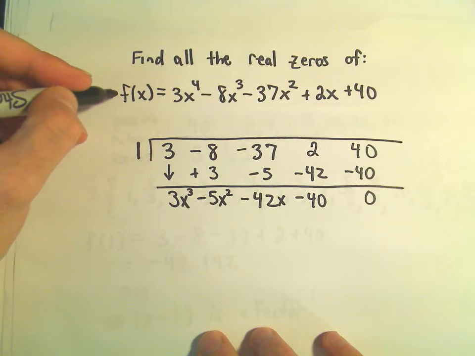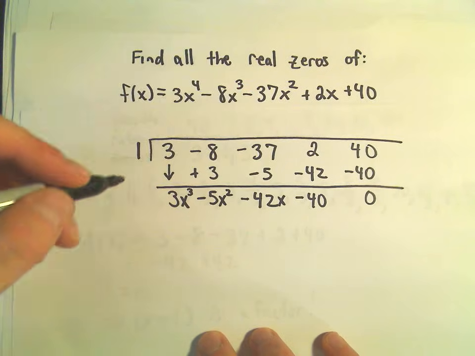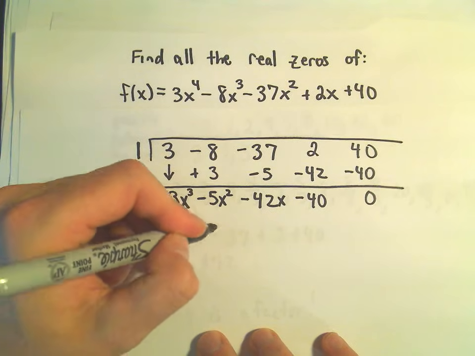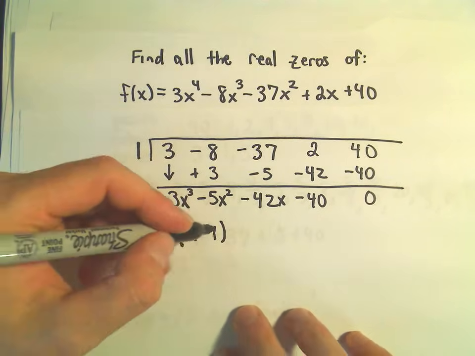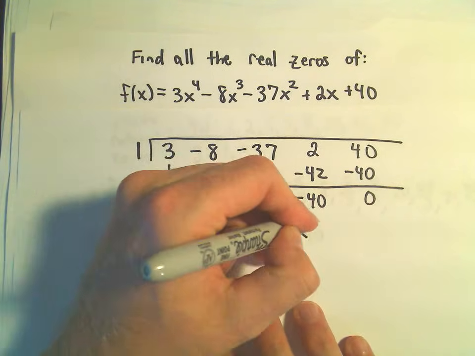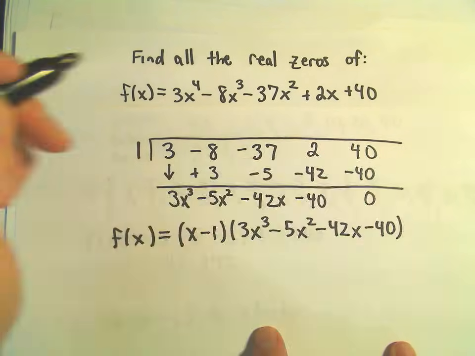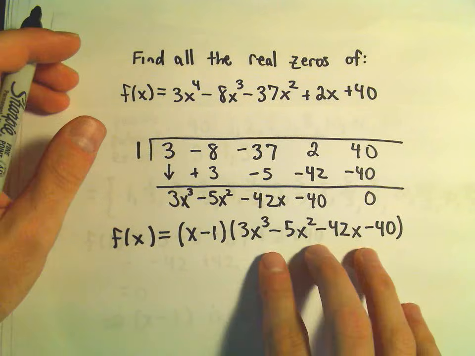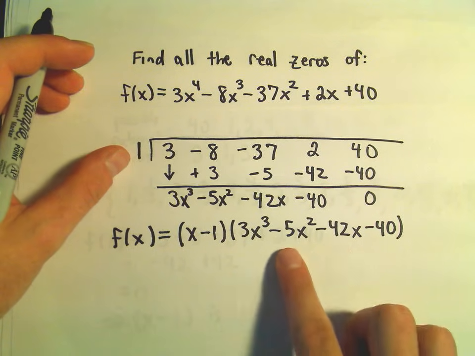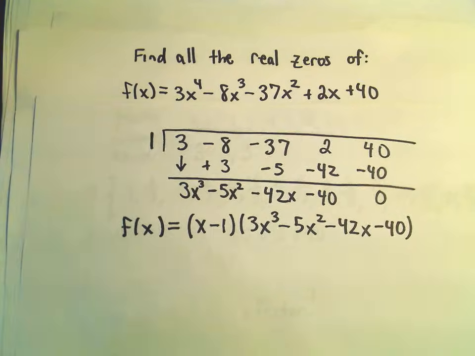So our original polynomial f of x, 3x to the fourth minus 8x cubed minus 37x squared plus 2x plus 40, we can really write as x minus 1, which was our zero so we knew that was a factor, times 3x cubed minus 5x squared minus 42x minus 40. Now I'm going to try to break down this cubic factor a little bit more.